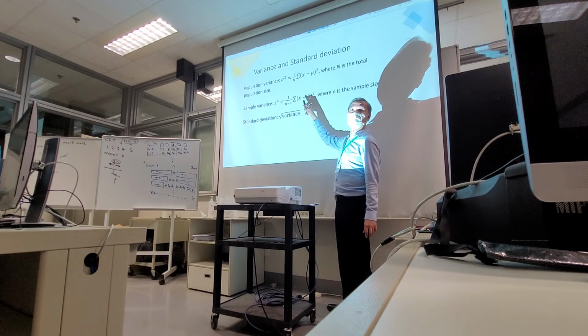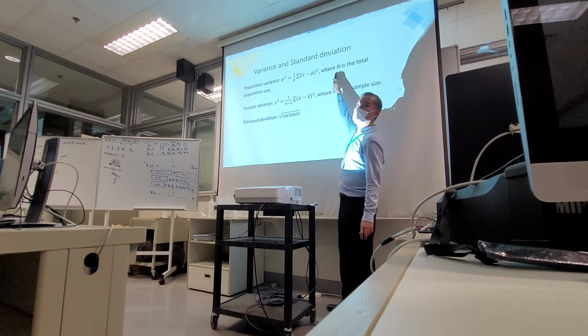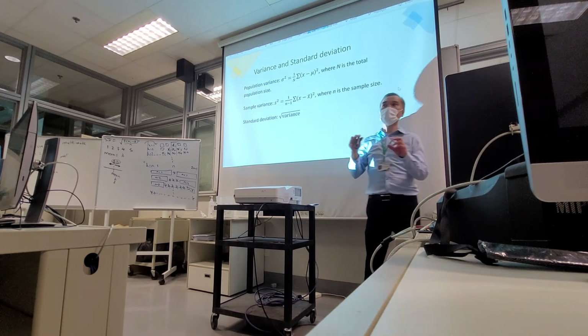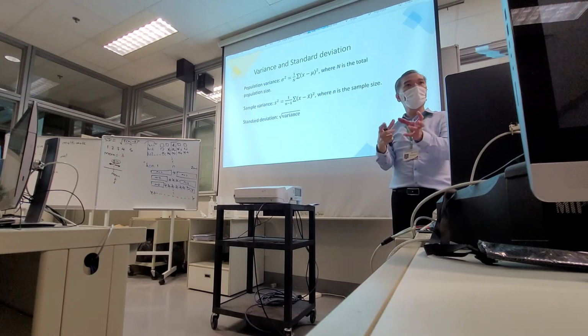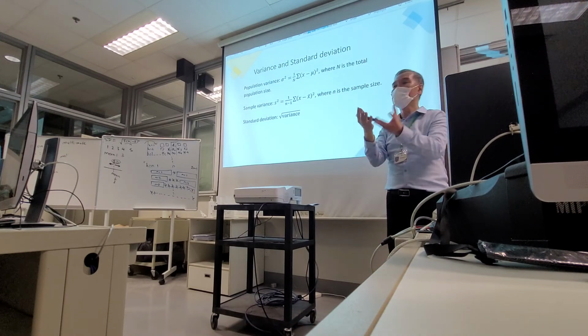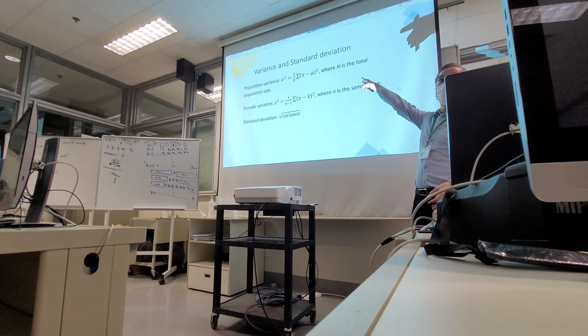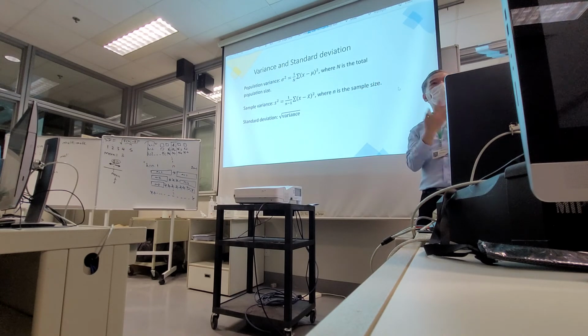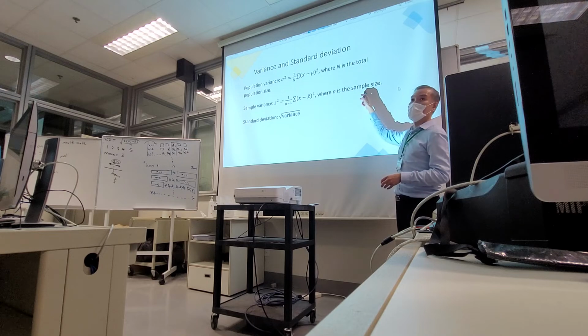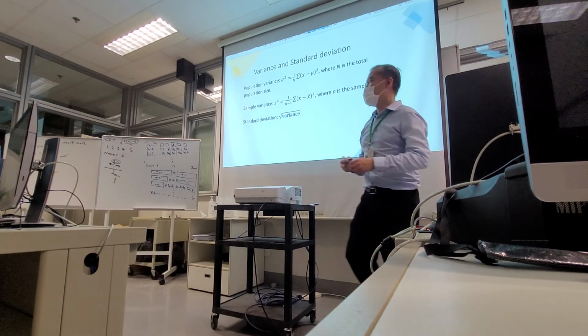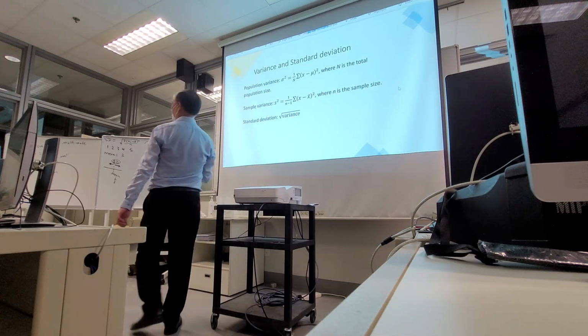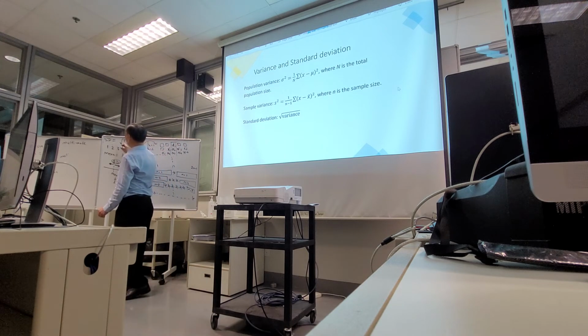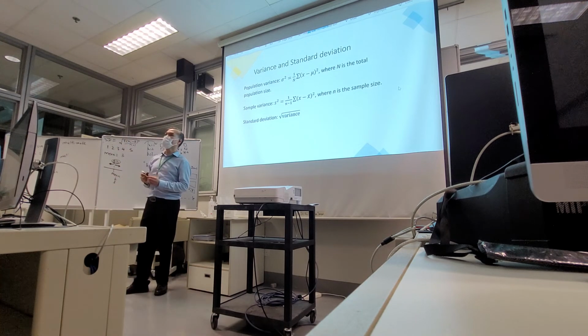What's the difference? The difference is that this is a population variance. You remember just now I talked about population is the whole thing, right? If you want to find the variance of the whole thing, you use the population variance. But most of the time we cannot get the population, so we use a sample. Then when you have a sample, you use a sample variance. In this case, you don't divide by n, you divide by n minus 1. That is the difference. Got it?